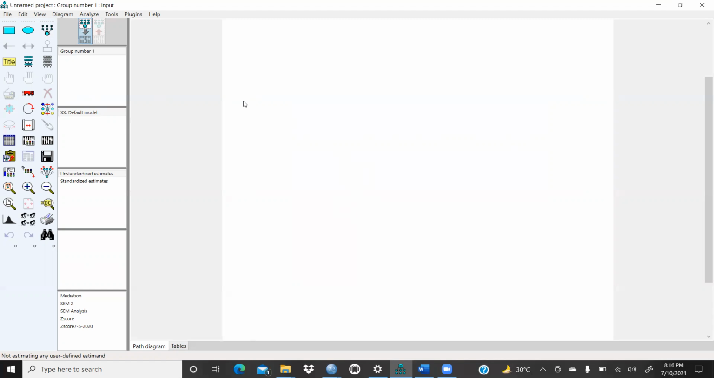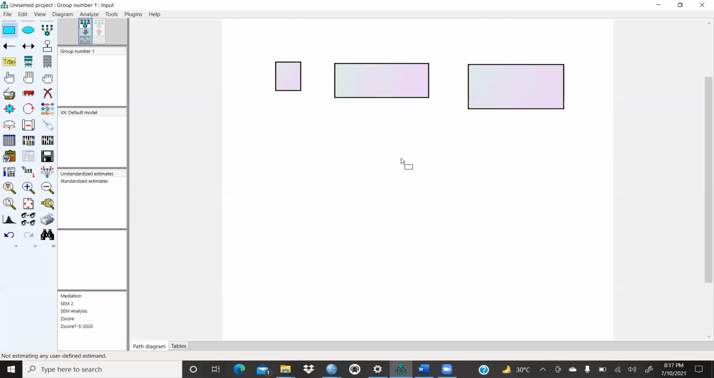So let me first introduce you to AMOS. There are three rows you can see, 1, 2, and 3. We can give any name, A1, B1, C1, right? One by one, this is the rectangle. I had already explained this. You can draw this right through this. If we talk about this oval shape, you can draw it n number of times.